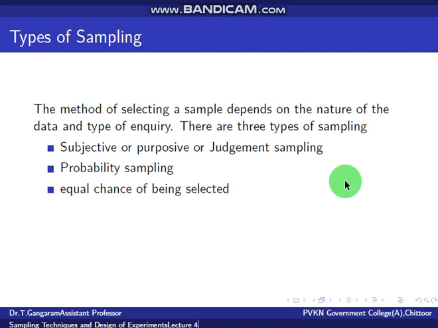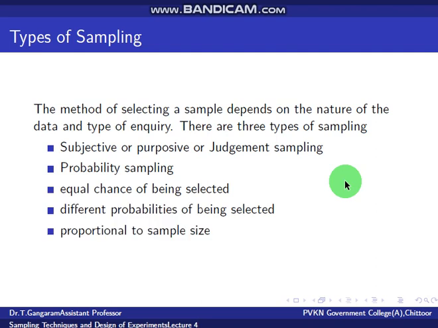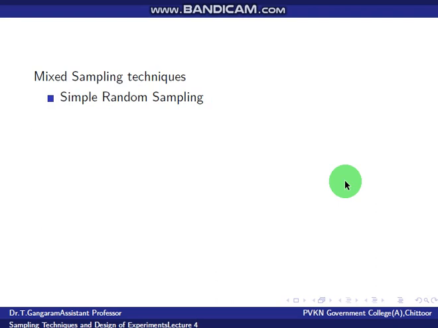Next is mixed sampling technique. In this sampling method, the samples are selected partly according to some probability laws and partly according to a fixed sampling rule. These samples are known as mixed samples and the technique of selecting the samples is known as mixed sampling.